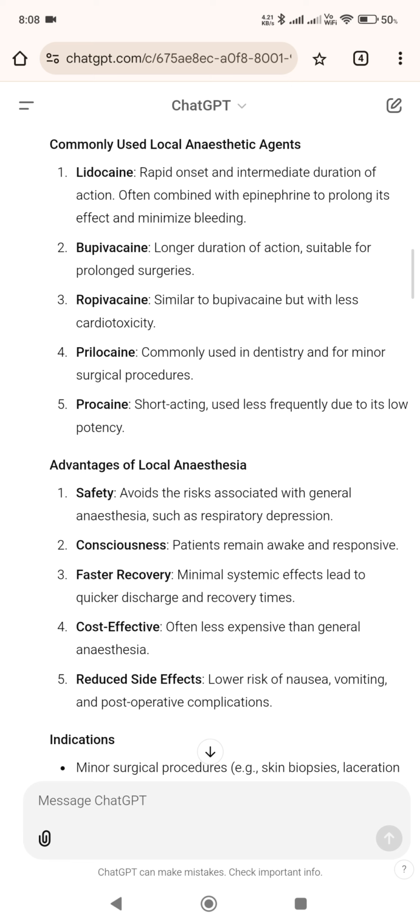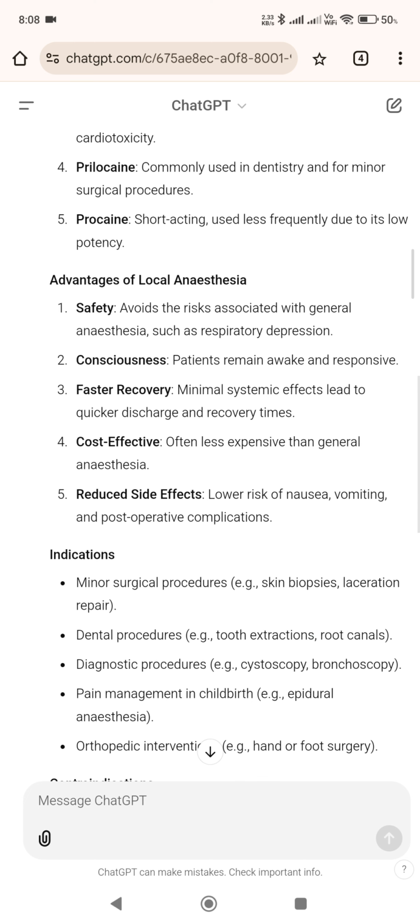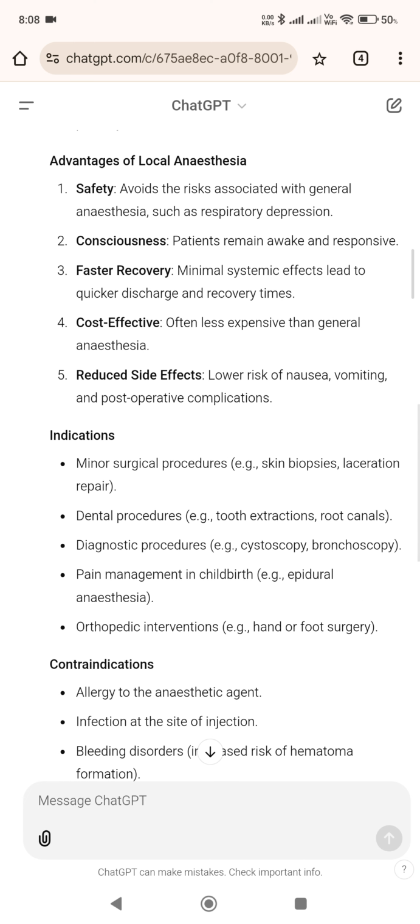3. Ropivacaine, similar to bupivacaine but with less cardiotoxicity. 4. Prilocaine, commonly used in dentistry and for minor surgical procedures. 5. Procaine, short-acting, used less frequently due to its low potency.